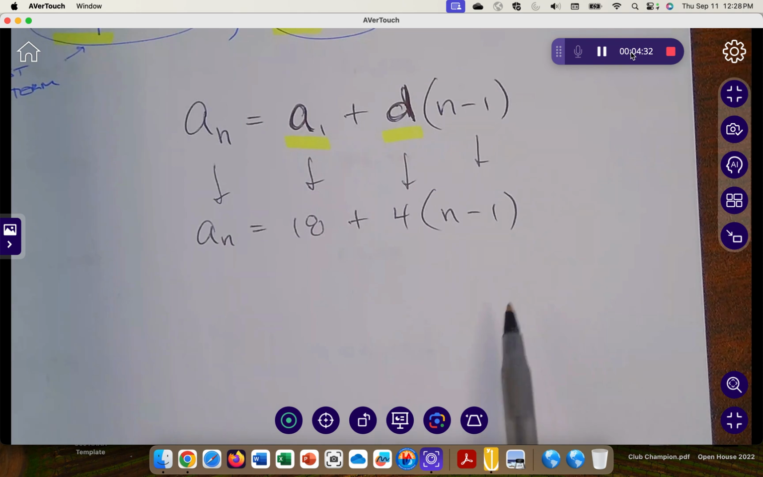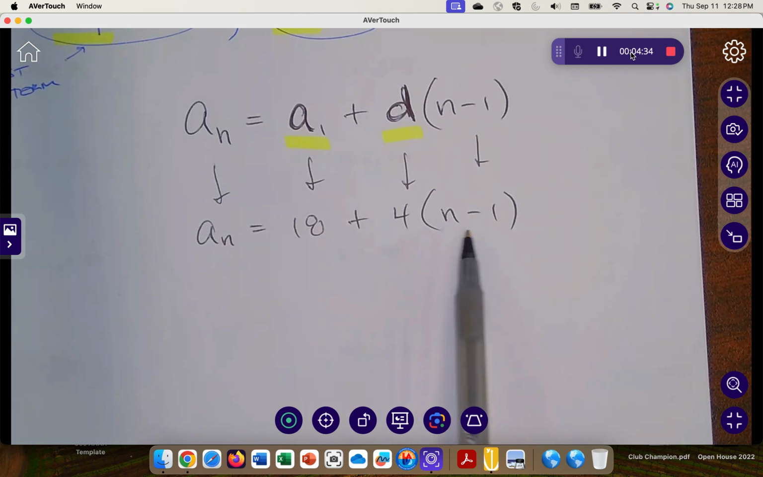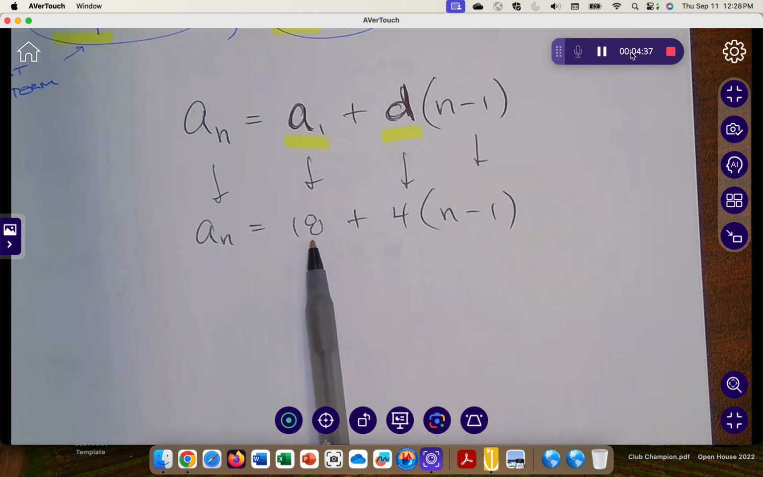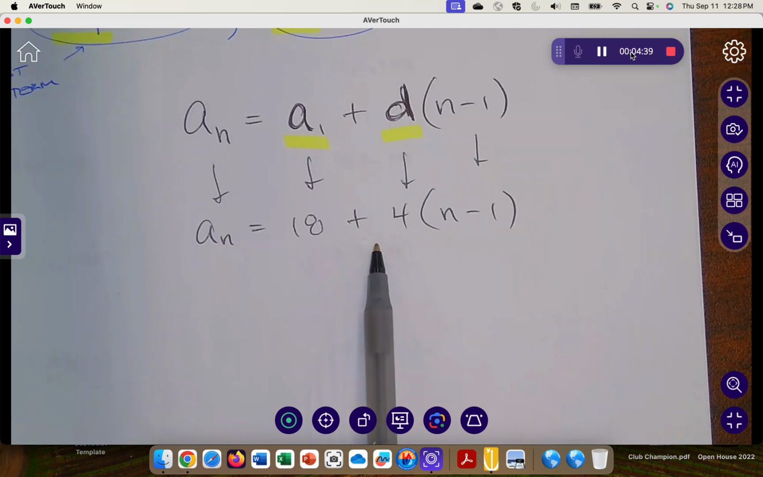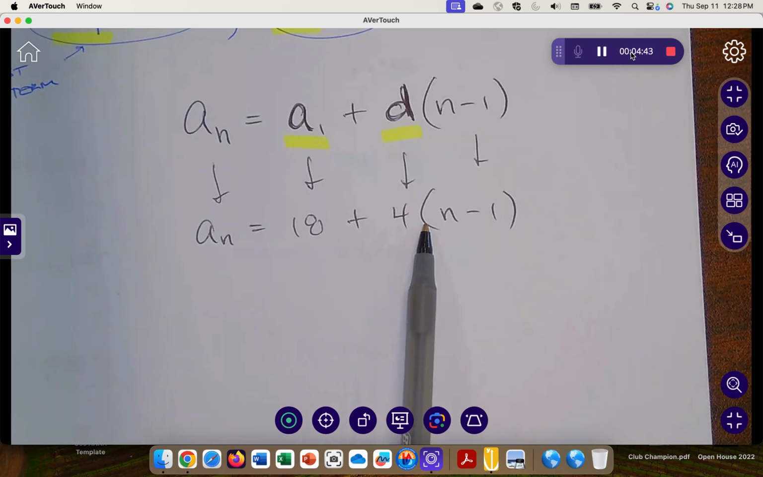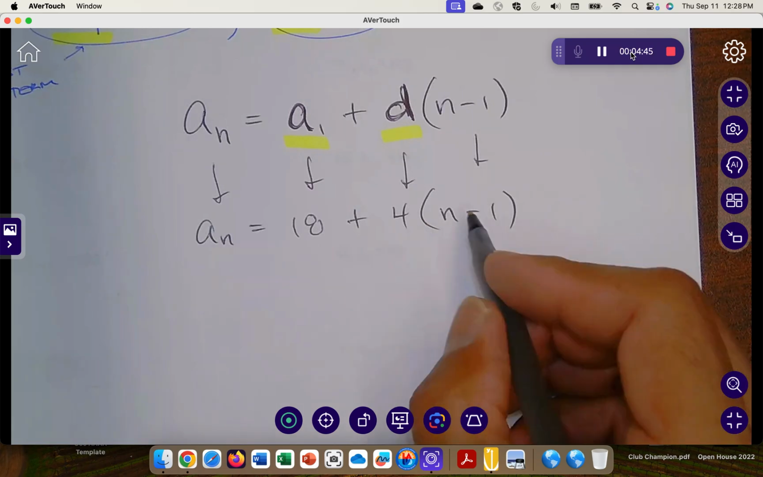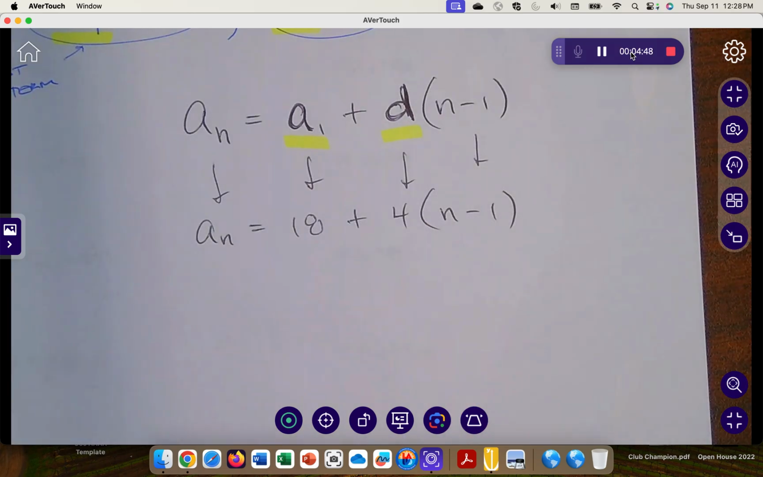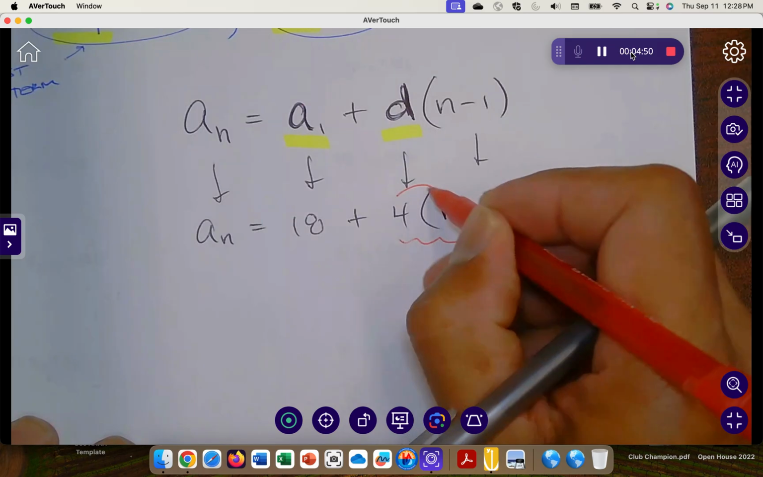And now the work is right here. So this is where some people are messing up right here. Don't do anything to this. Oh, don't add this. Here's another big mistake. Don't be like, oh, 18 plus 4 is 22. Don't do that. Don't do that. We got to do this part first, which is to distribute.